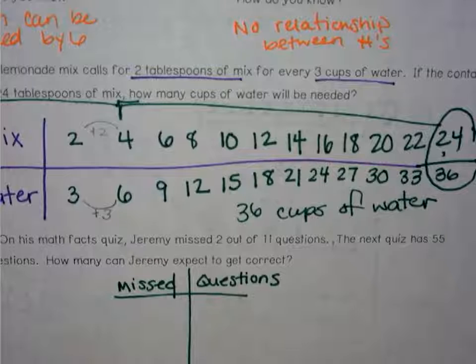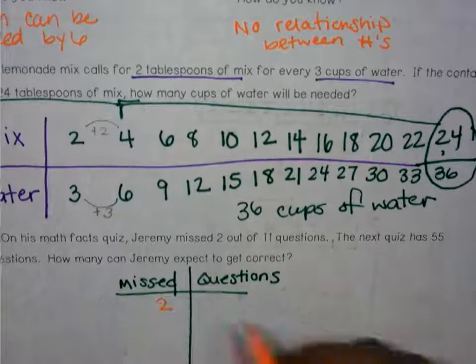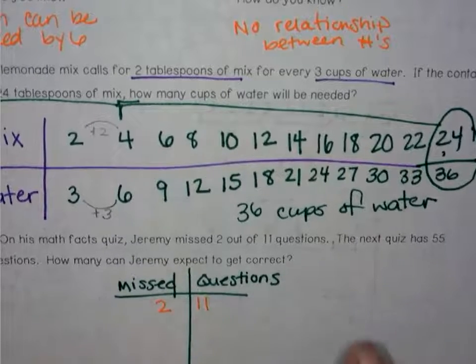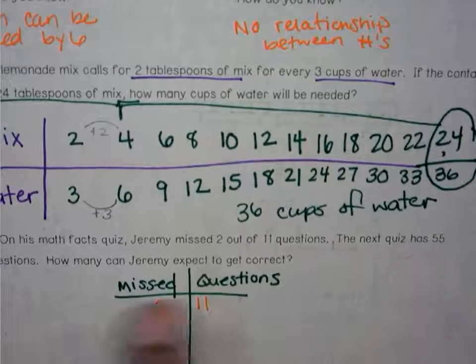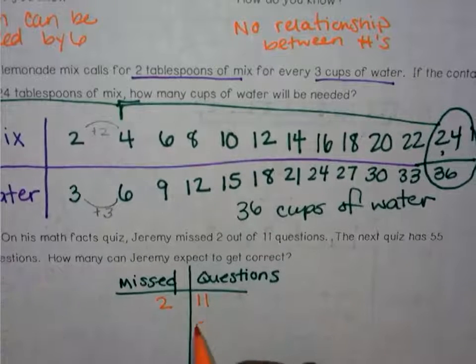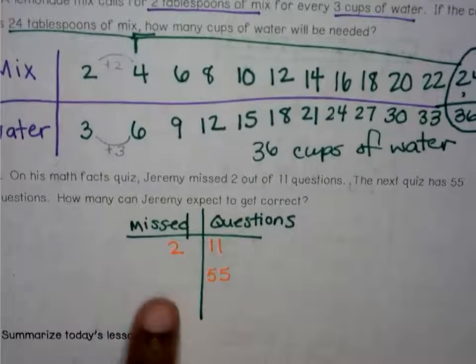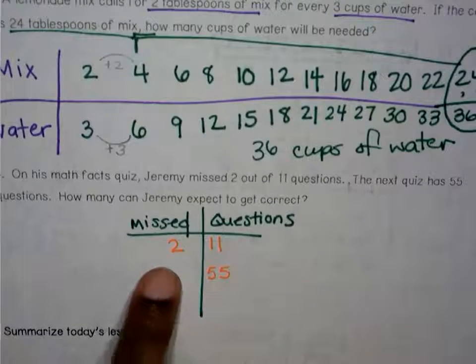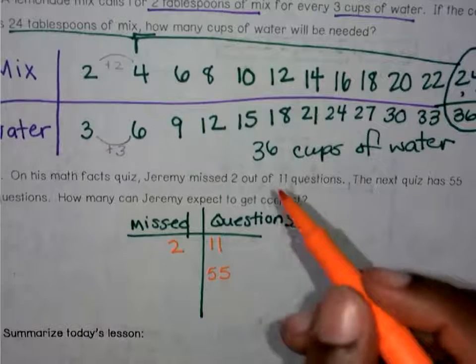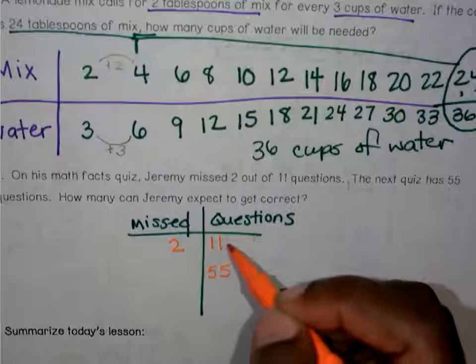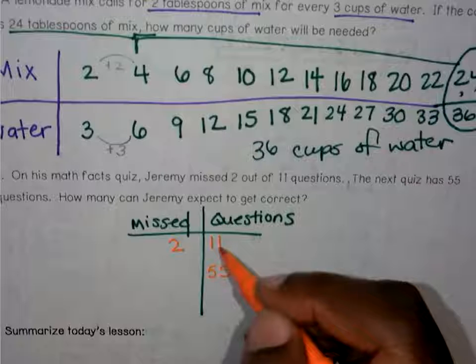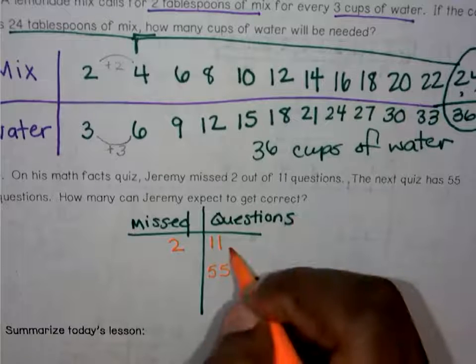If he missed 2 out of 11 questions, it's saying on the next quiz he has 55 questions. So you know how many questions. You're trying to figure out how many you can expect him to miss. Now you have to think about it. How can you jump from 11 to 55? Can you jump from 11 to 55? Yes. That's times 5.